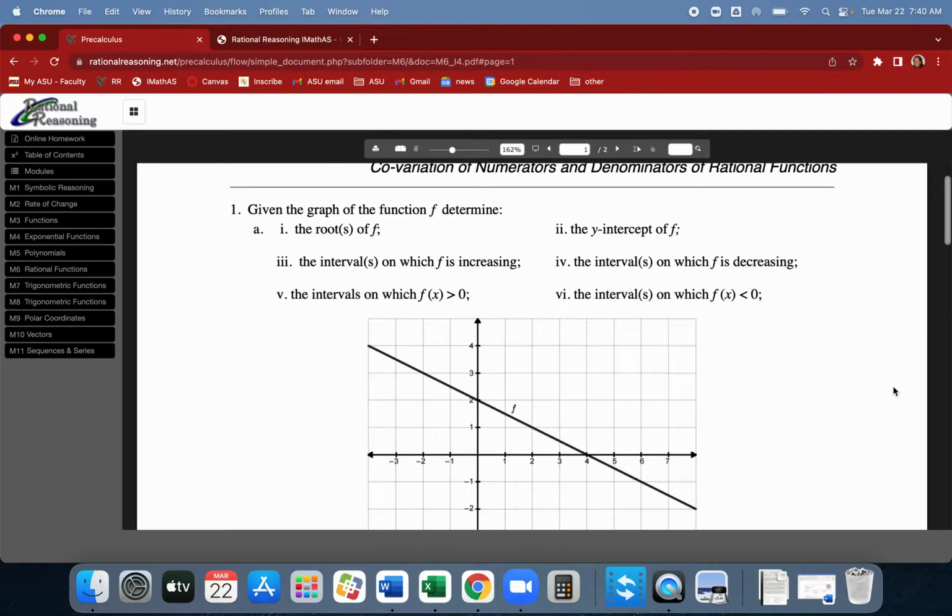All right, so the first question on here, given this graph of f, and it doesn't say what its function rule is, but this is actually a linear function, not just something that is kind of linear-ish. So we have this linear function f. Terminology that's important for your test, roots of f.